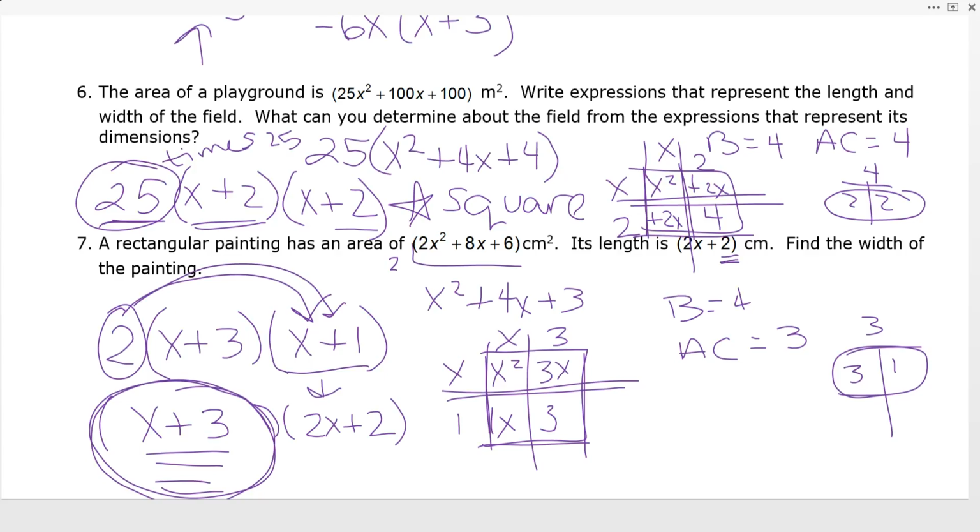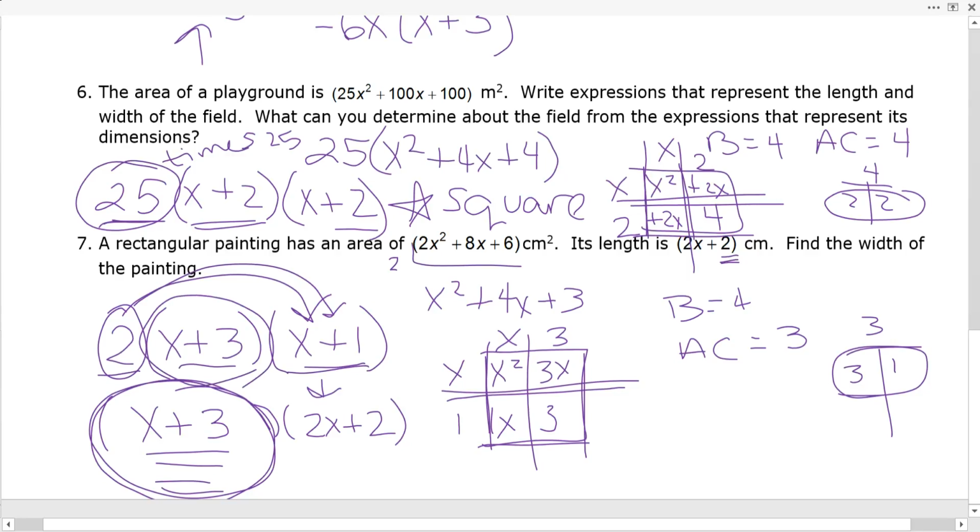Because when I'm multiplying 3 things together, I can multiply any 2 things together, and then I multiply that times the one that's left over. And I don't multiply the 2 times that one also, because then I would have 4x squared, and that would be too much.